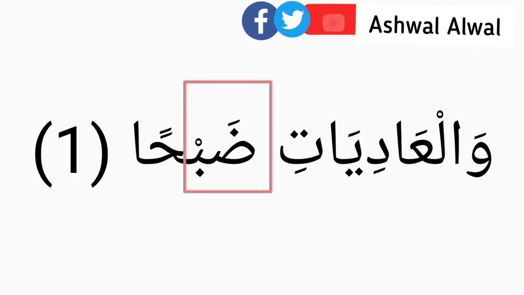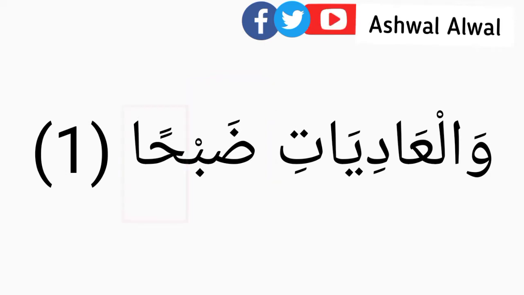Dobe. Ba sakin, a huruf al-qalqala. Dobe, not Dob, but Dobe. You can check the playlist for the lesson on Huruf al-Qalqala if you're not familiar with it. Dobe. Ha. Alif, Ba, Ta, Fa, Ha. That one, ha. Wal'adiyati Dobe ha.